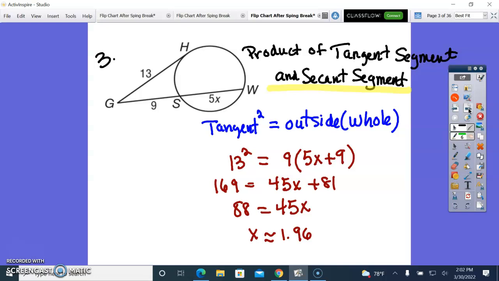So the law says you take the tangent segment and you square it, and that will be equal to the outside portion of the secant segment times the whole secant segment. So notice I have 13 squared equals the outside, which is 9, times the whole thing, which would be 5x plus 9. And then I distribute and solve. So that's the third law in the new material section.